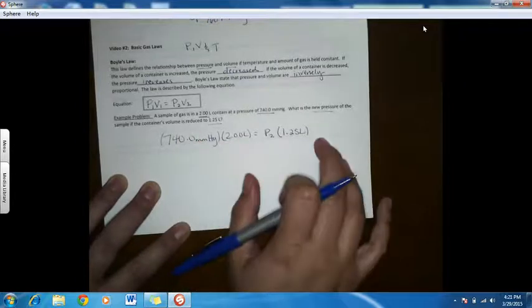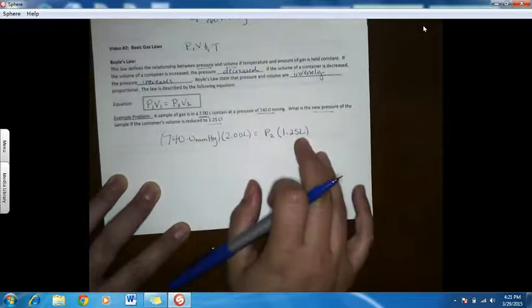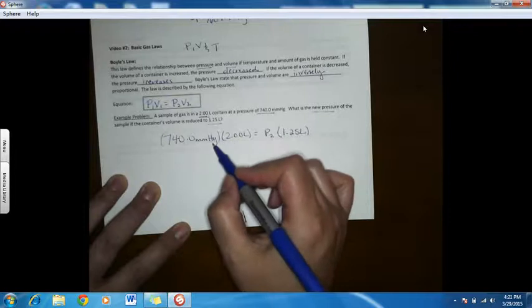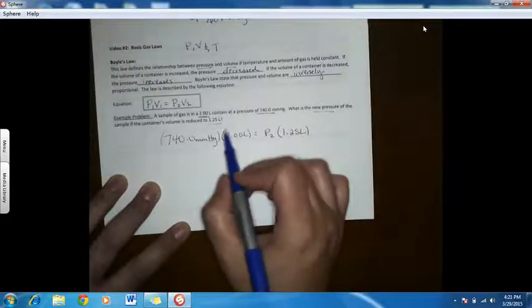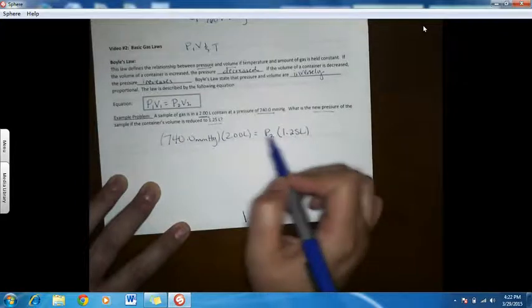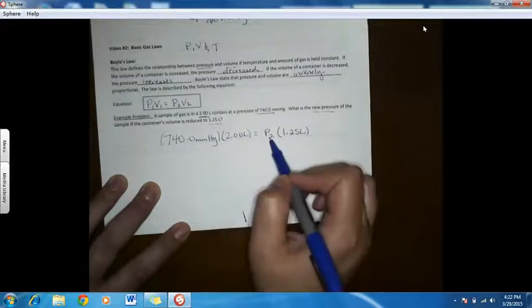Now, what units we put in here does not matter as long as the unit of pressure on the left and the right are the same, and the unit of volume on the left and the right are the same. So since we have millimeters of mercury on the left, our answer for the pressure on the right is going to come out as millimeters of mercury. Now, we know from before that since we're decreasing our volume, we should expect an increase in our pressure.